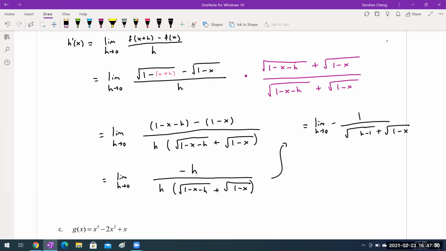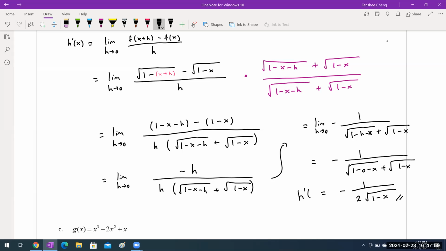Oh, my bad, sorry. I have a different order. 1 minus h. Now direct substitution is applicable, so when I apply direct substitution, this will give us square root of 1 minus 0 minus x plus square root of 1 minus x. I have two of them, so this will become negative 1 over 2 square root of 1 minus x. That will be my final answer, which is the h prime of x, right? Derivative of h.